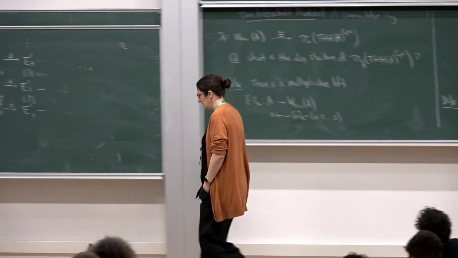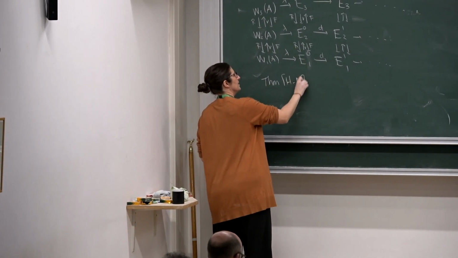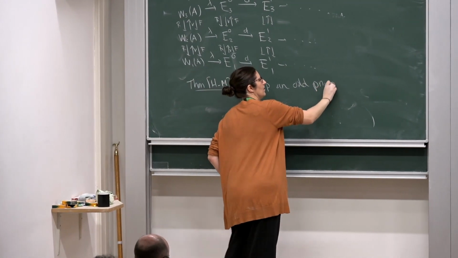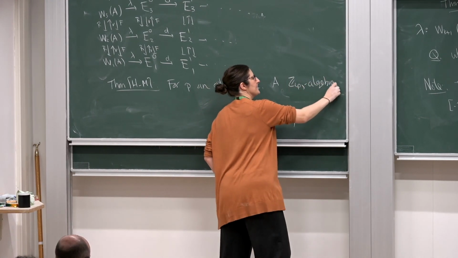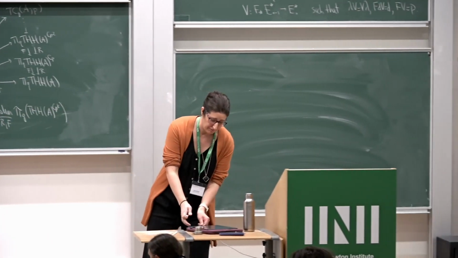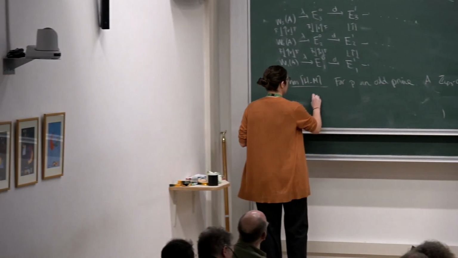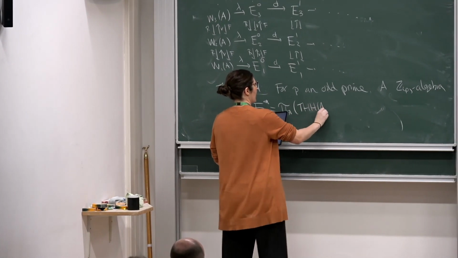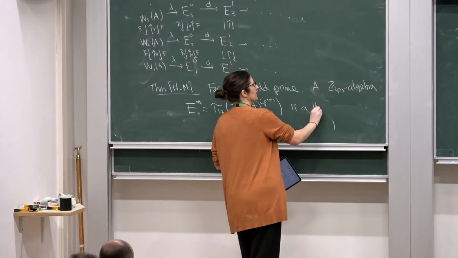Hesselholt and Madsen's big theorem is that for p an odd prime, and A a Z-localized at p algebra, what Hesselholt and Madsen showed is that for the homotopy groups of fixed points of THH, let me make sure I get my indexing right, if I take my E dot star to be pi star of THH of A, C_p to the dot minus 1, then this is a Witt complex.